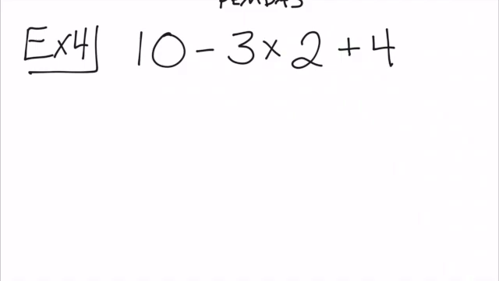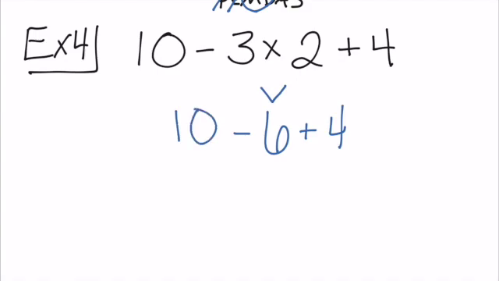Do I have any parentheses? No. Do I have any exponents? No. Do I have any multiplying or dividing? I sure do, right here, 3 times 2. So I put my arrow underneath. 3 times 2 is 6. Drop down everything else we haven't done yet. So I had to bring down my plus, my 4, my minus, and my 10. No more multiplying or dividing.